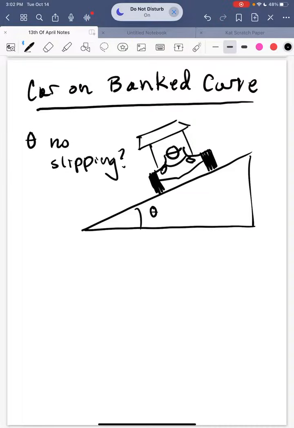In this video, I want to talk about the car on a banked curve. This is the type of problem that occurs in your problem sets and might occur on the exam. There's a car racing around, and we can imagine the track is banked. Let's say the whole thing is traveling in some sort of circular banked track like this.